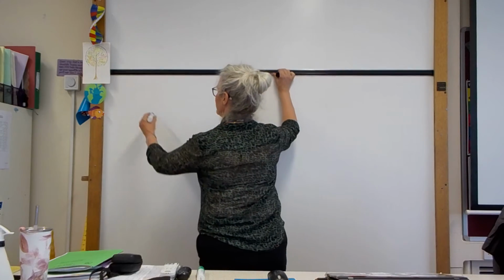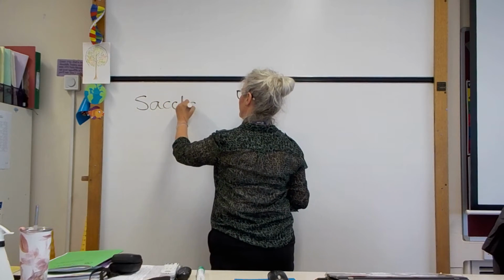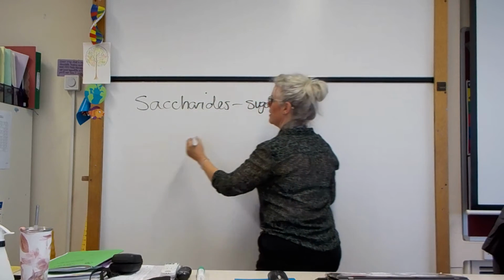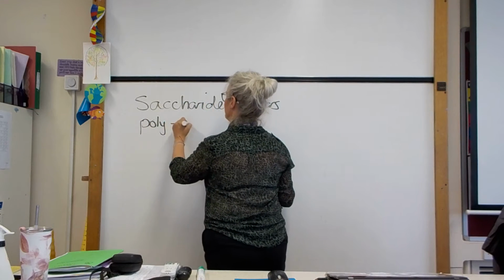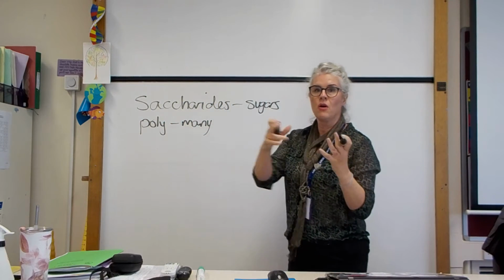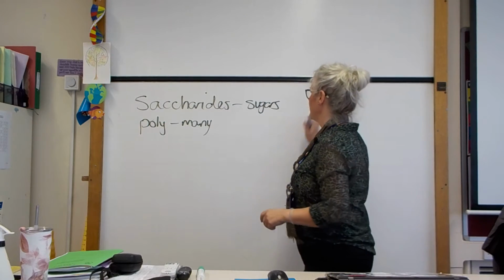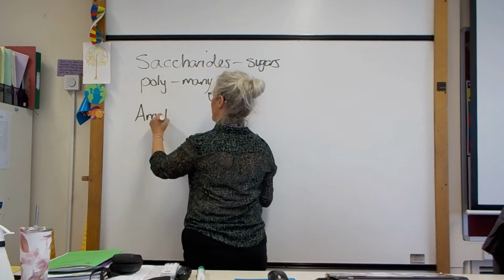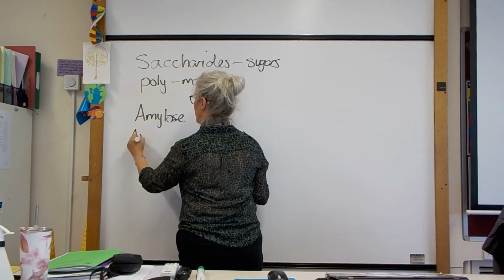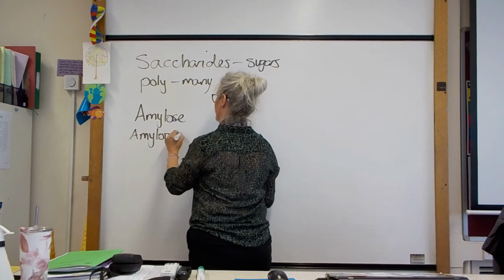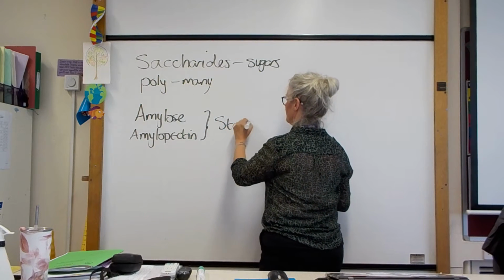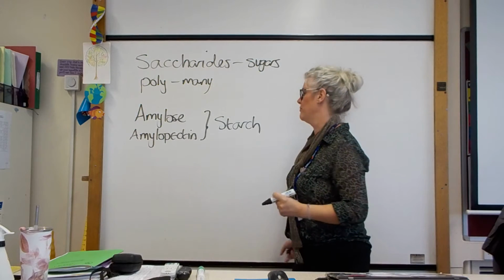So today we're going to talk about polysaccharides. Now, saccharides are sugars, and poly is many. So these are the chains of glucose that we're going to talk about. Now, the ones we're going to talk about are amylose and amylopectin, and together they form starch. So starch is actually two different molecules.